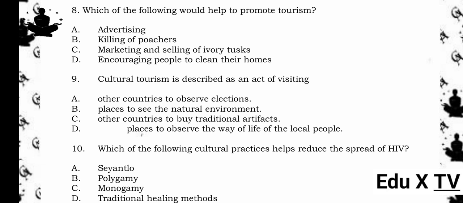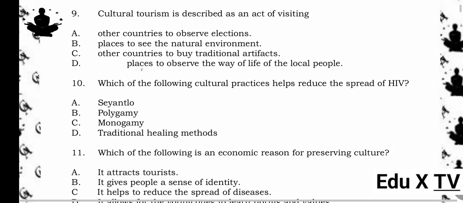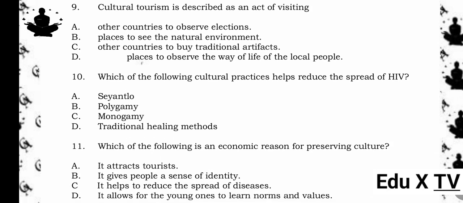8. Which of the following would help to promote tourism? A. Advertising. B. Killing of poachers. C. Marketing and selling of ivory tusks. D. Encouraging people to clean their homes. The answer is A. Advertising. Reason being, advertising informs and attracts tourists to a country's attractions, increasing tourism revenue.